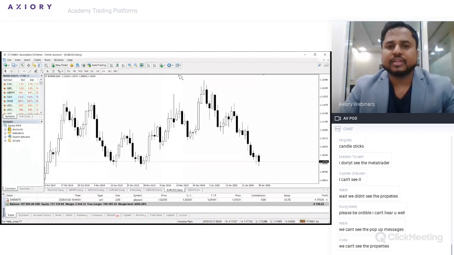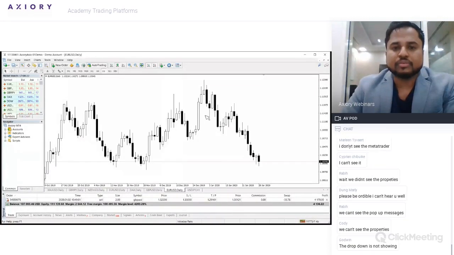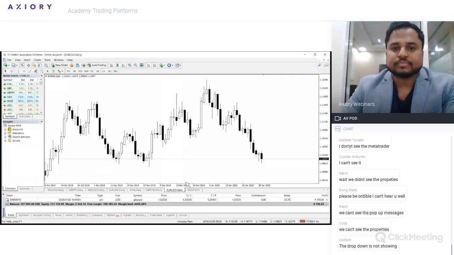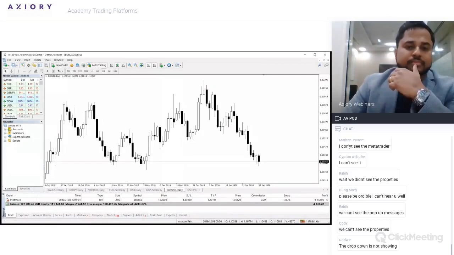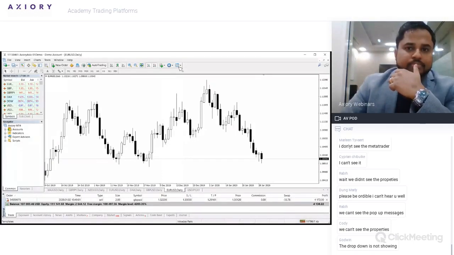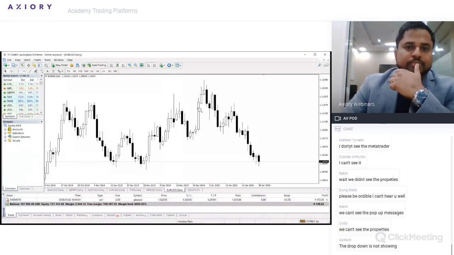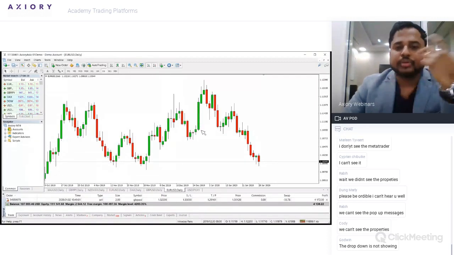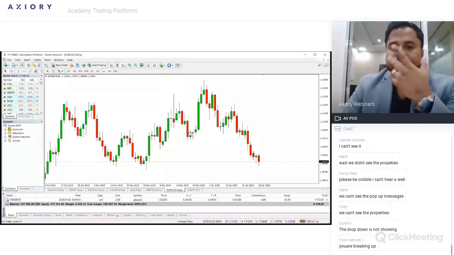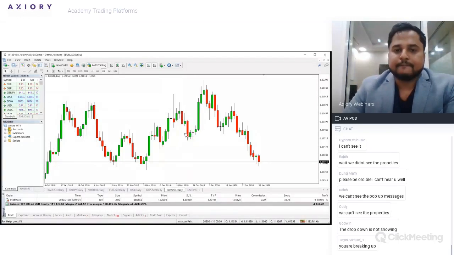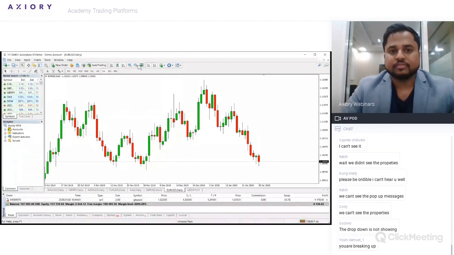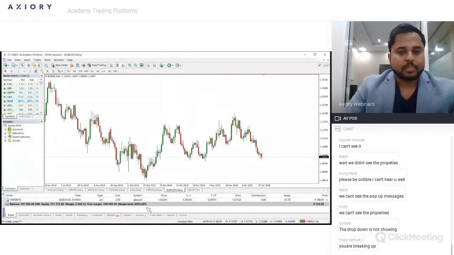Actually, when I'm sharing, some windows are not able to be shared. But you can see here, you can even change the colors also. If you go here, you can make it green and red as you like. This is called the chart settings. We are setting the charts for you.